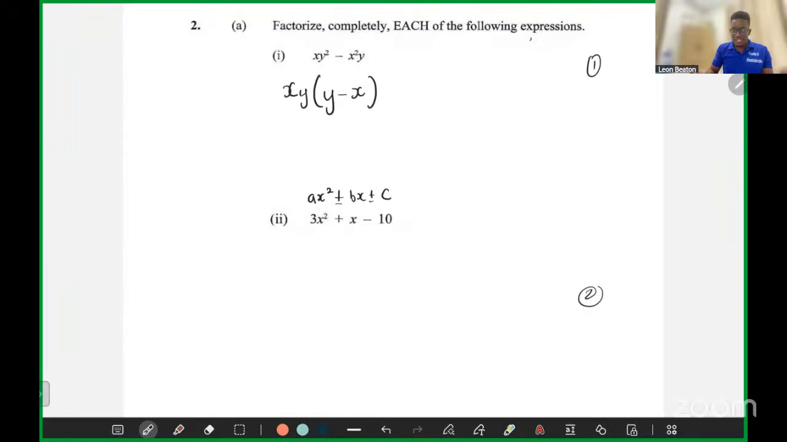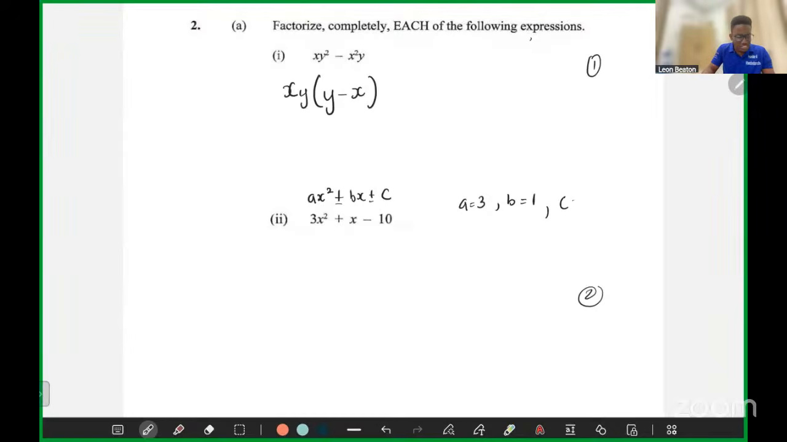So a is the number in front of the x squared term. So we see a here is equal to 3. A is not the first term. A is the number in front of the x squared term. Students tend to mix up and put whatever is the first term as a. But a is the number in front of the x squared term. And b would be the number in front of the x term. In this case, we don't see any number in front of the x term, so we know it's a 1 there.